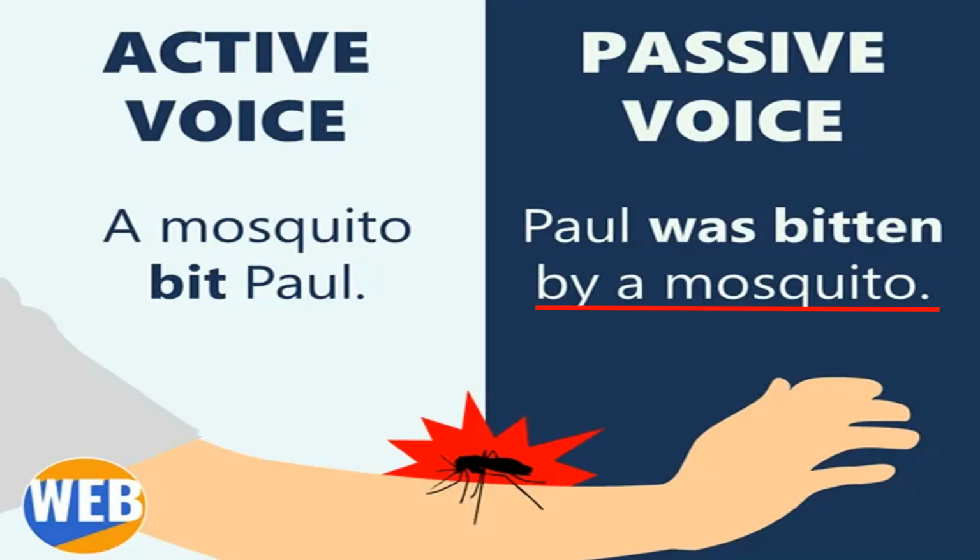We also use the passive voice to put the focus onto the object. Take the sentence, a mosquito bit Paul. A mosquito is the subject and Paul is the object. It makes sense, but if Paul is the main character in our story, we want to put the emphasis on him. We would say, Paul was bitten by a mosquito.